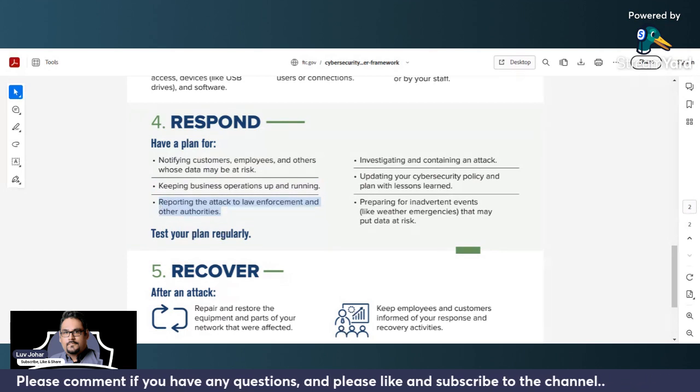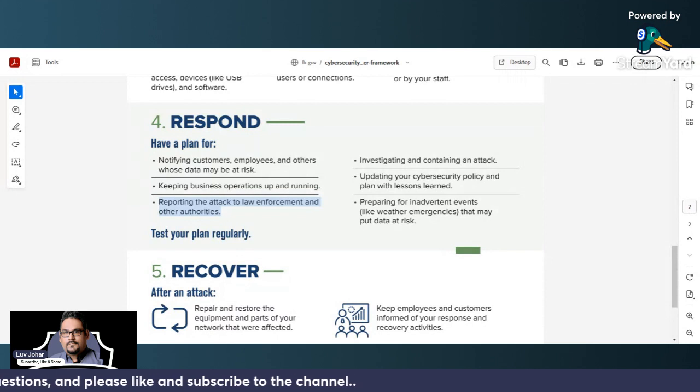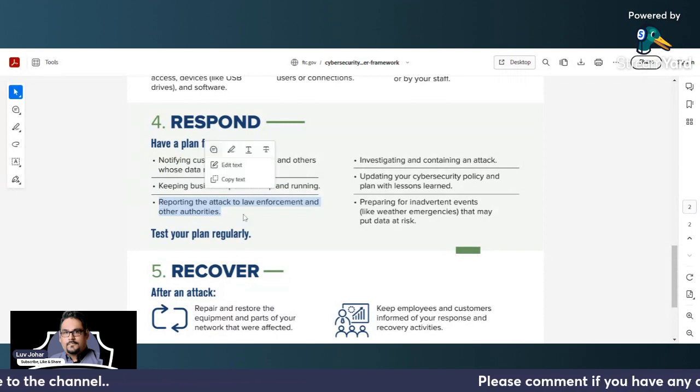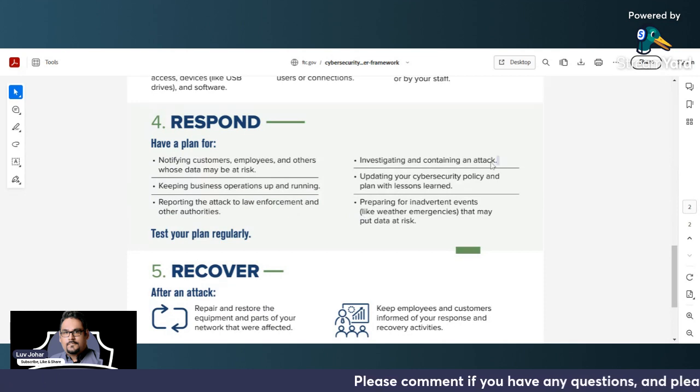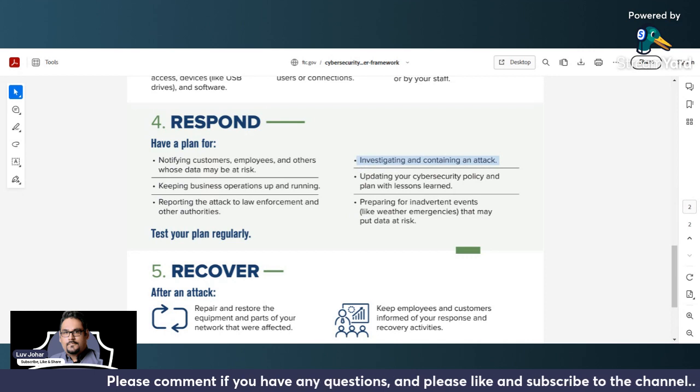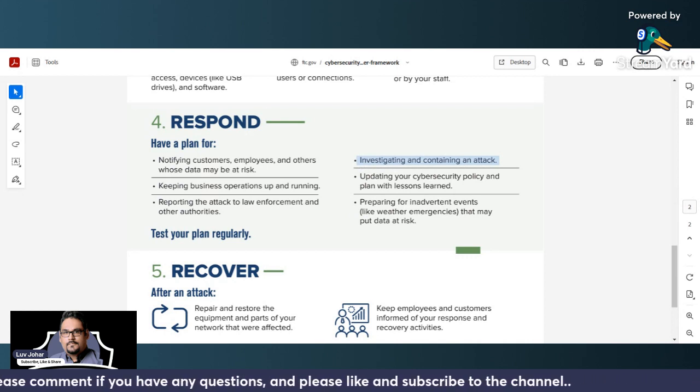Okay. If, let's say, there is a loss of personal data, and you come under GDPR, so again, you have to make sure that you report the attack. So this has to be done properly. And investigating and containing the attack. Okay, very important. As I mentioned, you have to investigate the attack and contain the attack.